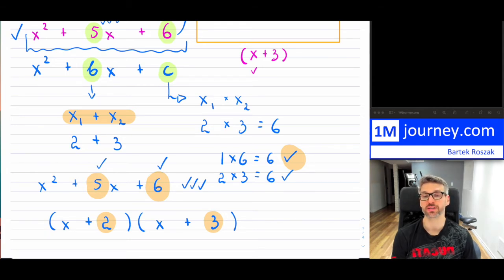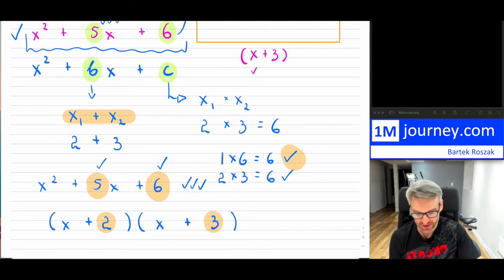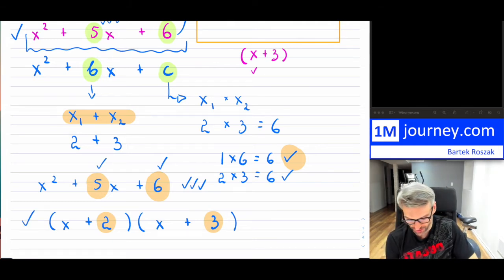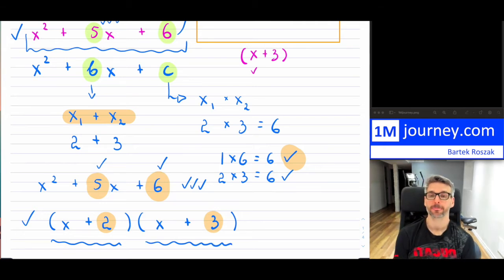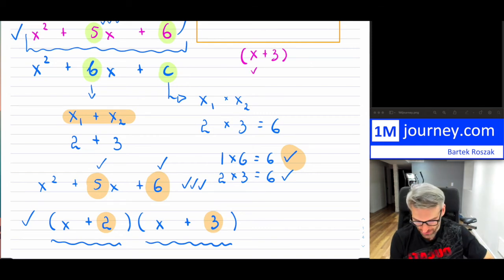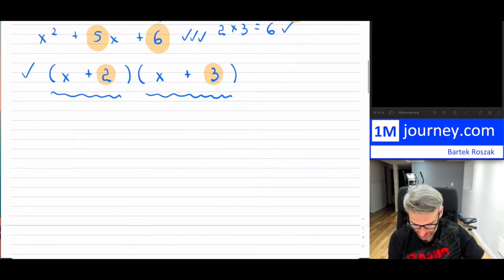That's what you do in these examples. And now it is in factored form. There are two factors here. Here's your first factor, here's your second factor, and then you can stop. So it's a little bit of a puzzle that you're solving. Let's take a look at some examples of how this can be applied.